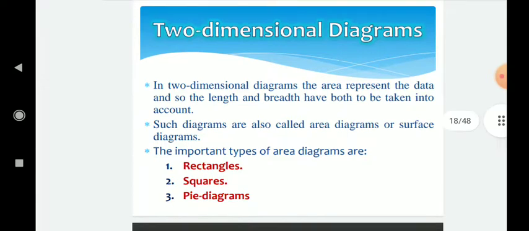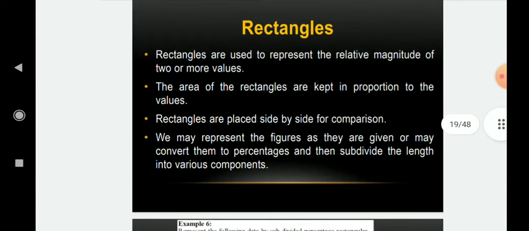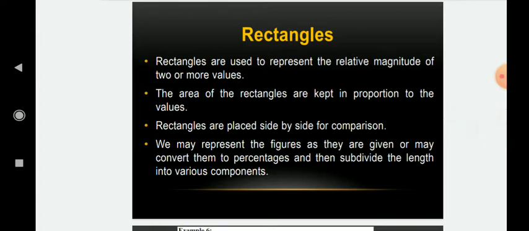First one, rectangles. So what are these? Rectangles are used to represent the relative magnitude of two or more values. The area of rectangles is kept in proportion to the values. How to do this we'll see by a simple problem. Rectangles are placed side by side for easy comparison. When you keep them side by side, then only it becomes easier to compare. We may represent the figures as they are given, or may convert them to percentages and then subdivide the length into various components. Now how to do this, I'll tell you.